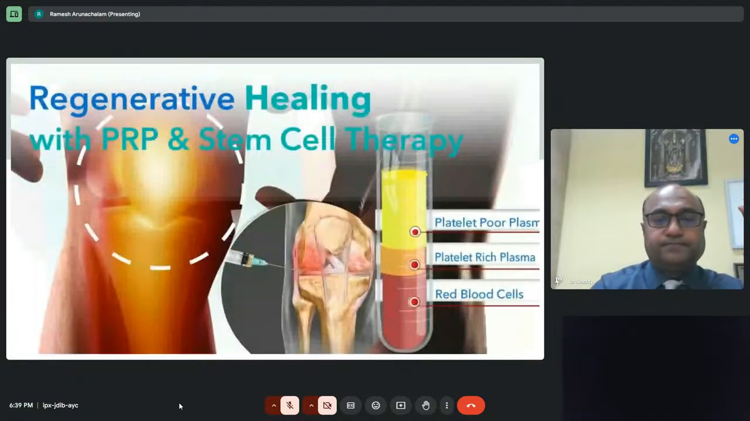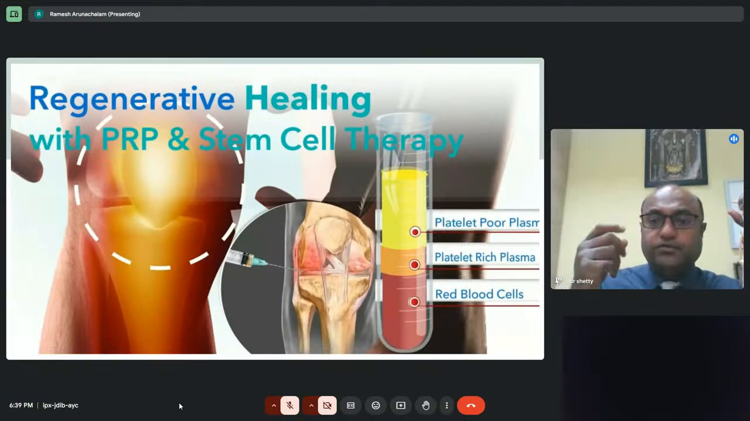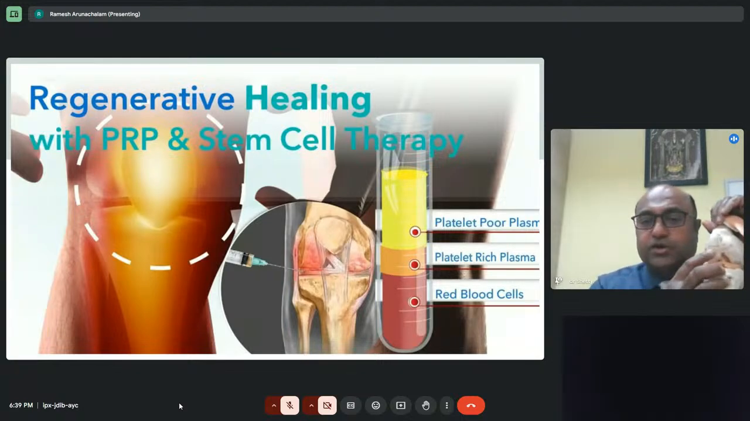Next slide. We discussed about this. Blood is taken from the patient himself or herself, centrifuged, and platelet-rich plasma is then injected back. This has got some pain-relieving help. The ability for it to regenerate cartilage has not been documented yet, but it is used for pain relief.